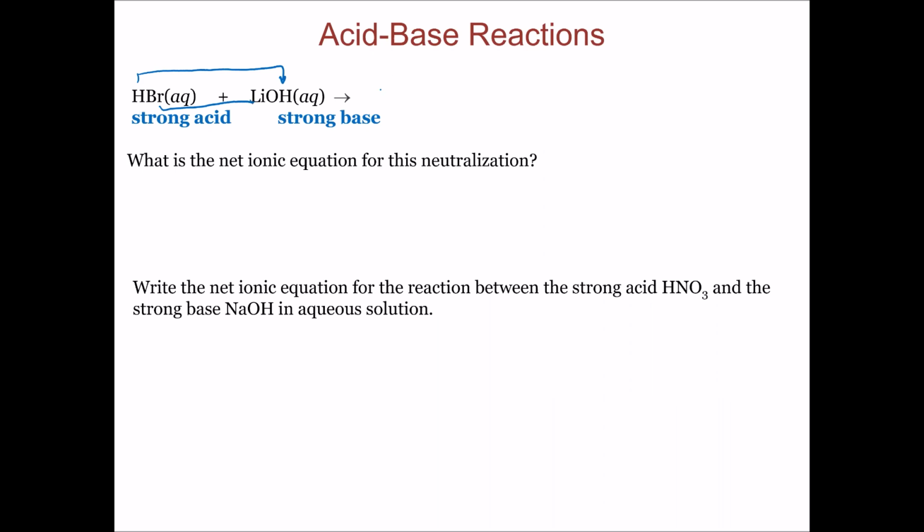So you will get lithium combined with bromide plus H2O. That's a combination of hydrogen with hydroxide. And now it's time to determine the physical state. Lithium bromide is going to be a soluble substance because it's a salt of lithium, a group 1 cation that is always soluble. Water is a covalent compound that is going to be a liquid.